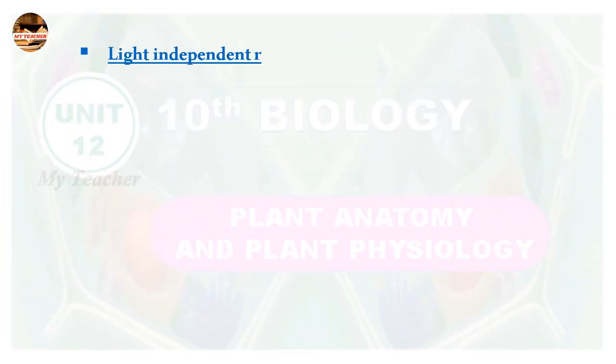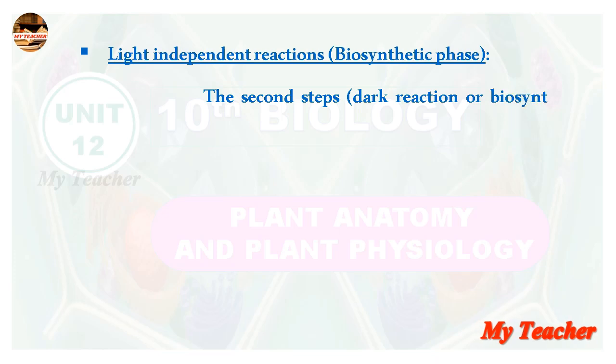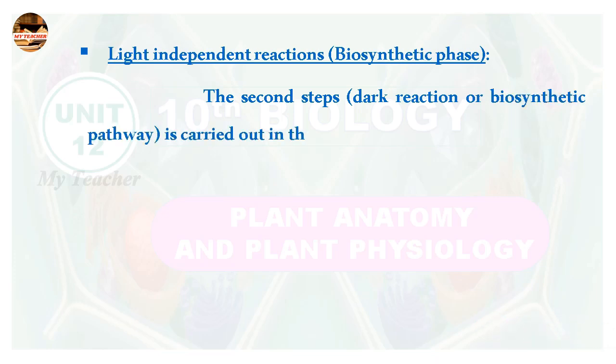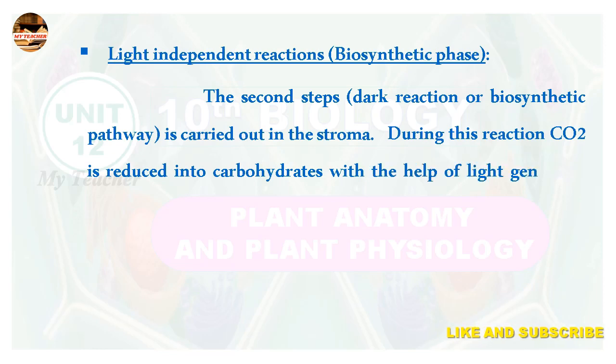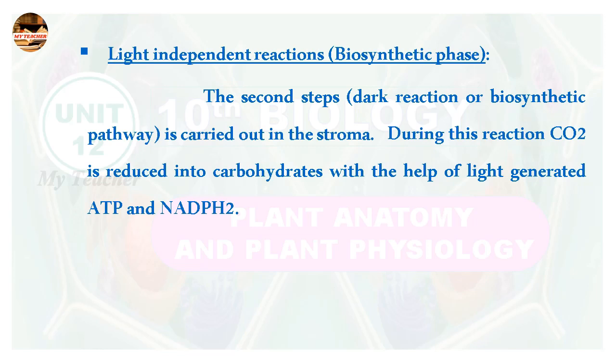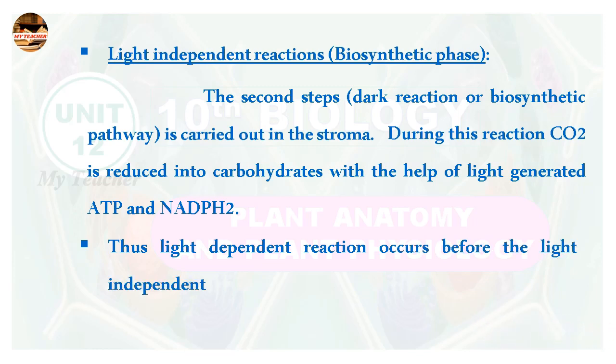Light independent reactions or biosynthetic phase. The second step, that is dark reaction or biosynthetic pathway, is carried out in the stroma. During this reaction, CO2 is reduced into carbohydrate with the help of light generated ATP and NADPH2. Thus, light dependent reaction occurs before the light independent reaction.